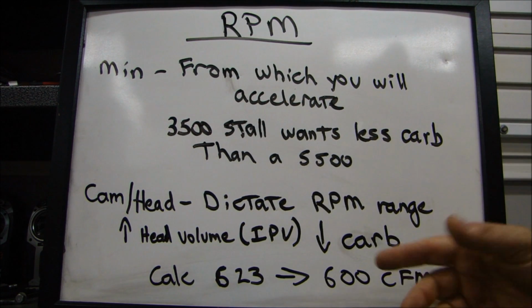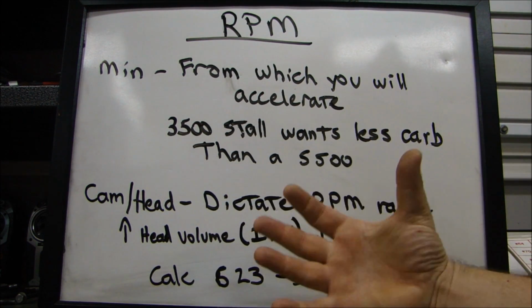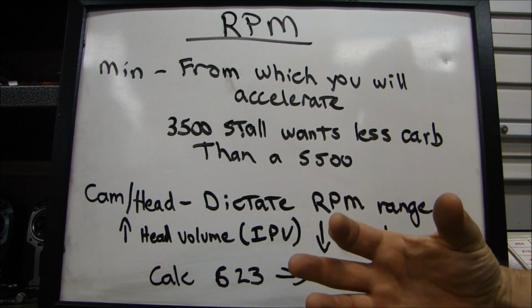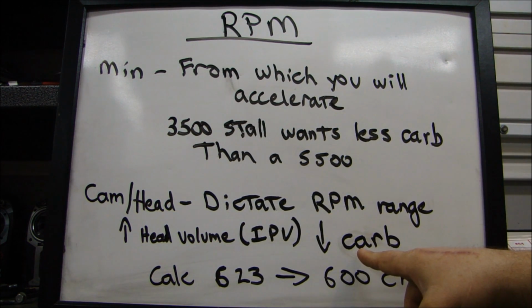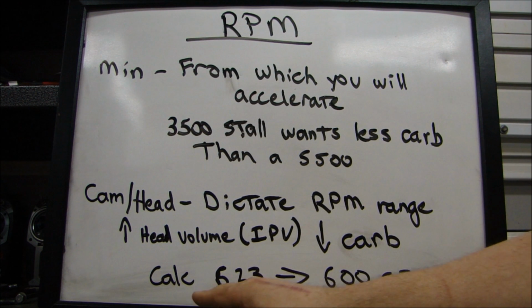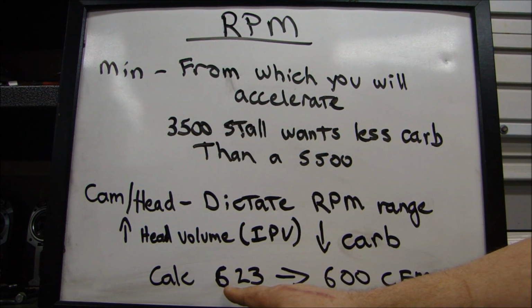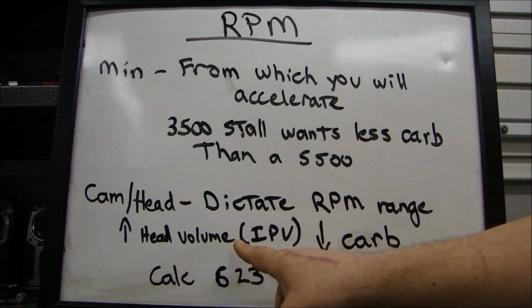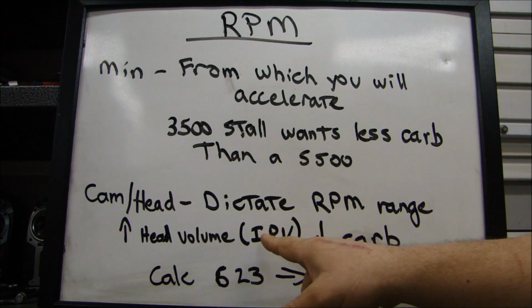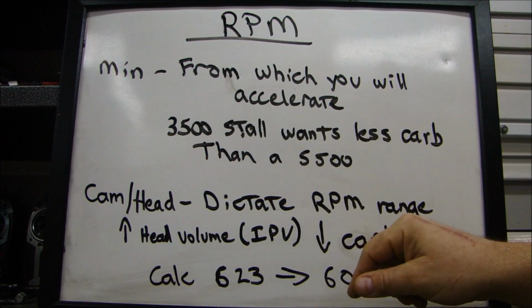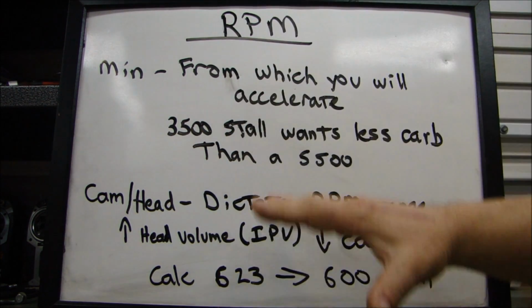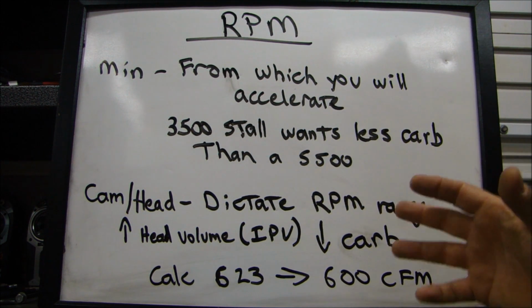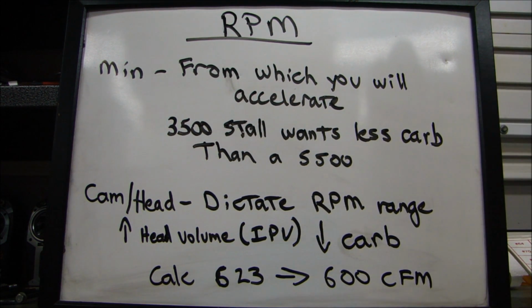But in general, the larger the head volume, so if you have a head with a very large intake port volume, very big intake ports, it wants a little less carb. So if you do your calculations and they say you should have a carburetor 623, which of course they don't make, and you have a huge head volume or big intake port like a Chevy, you're going to want to go down to a 600. So the RPM range is also going to dictate your choice of carburetor.